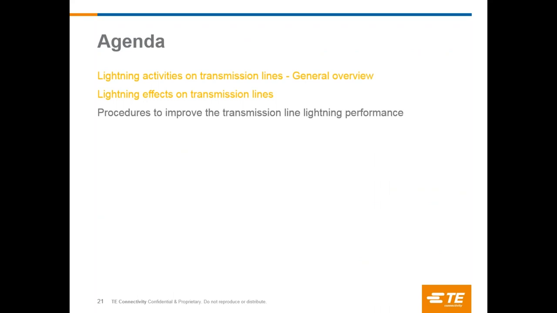Next, we will be discussing procedures to improve the transmission line lightning performance and their real effectiveness. Knowing the lightning effects on transmission lines, the next step is understanding the methods and procedures for improving the lightning performance, and then evaluating the most effective procedure for a specific application, usually taking into account the benefit versus cost balance and the long-term performance of the analysis.